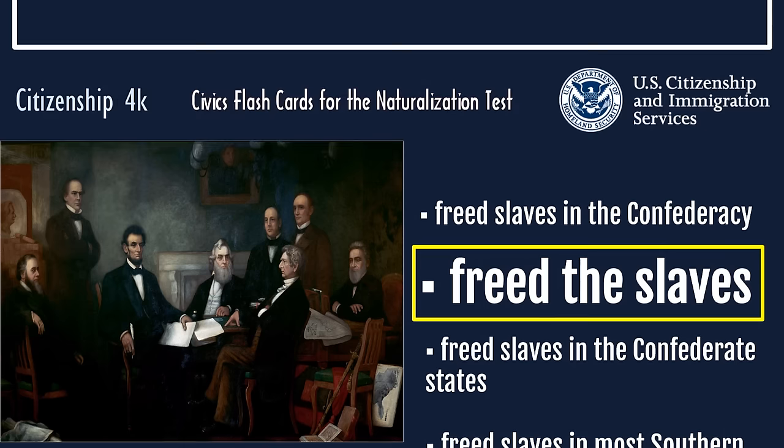Under our Constitution, some powers belong to the states. What is one power of the states? Give a driver's license.